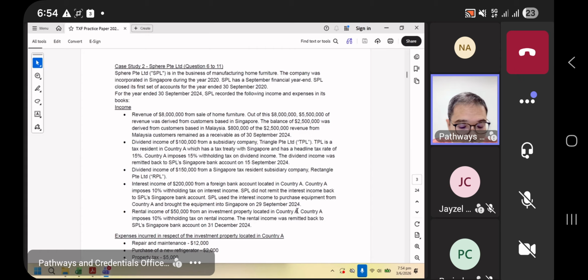Okay, so for the financial year ending 30th September 2024, what I will always do is write down the financial period. So for the financial year ending 30th September 2024, that will be from 1st October 2023 to 30th September 2024. And this is for YA 2025, tax year.